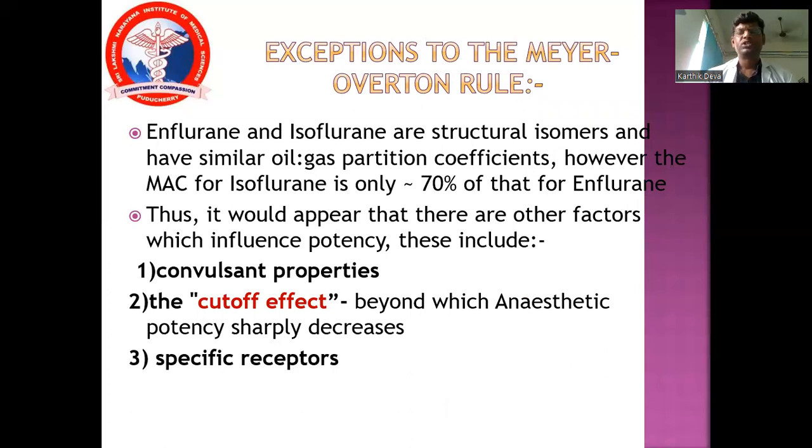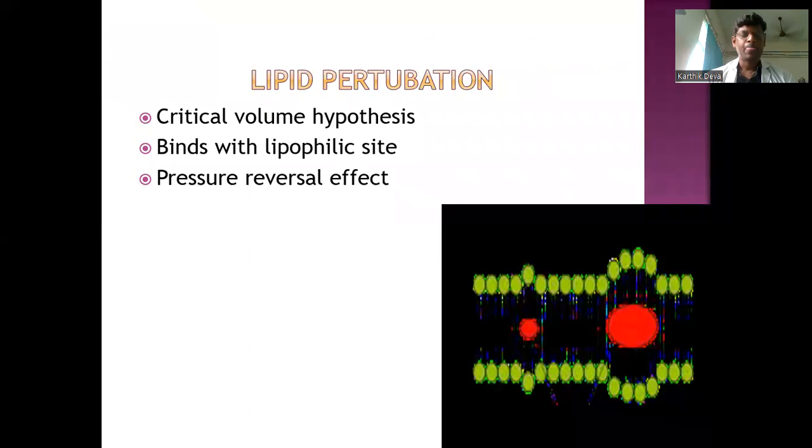There are some exceptions to this Meyer-Overton rule. Enflurane and isoflurane are structural isomers and have similar oil-gas partition coefficients. However, the MAC for isoflurane is only 70% of enflurane. Thus, it would appear that there are some other factors which influence the potency. This includes convulsion property, the cutoff effect, that is beyond which anesthetic potential sharply decreases, specific receptors, lipid perturbations.